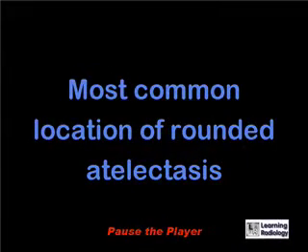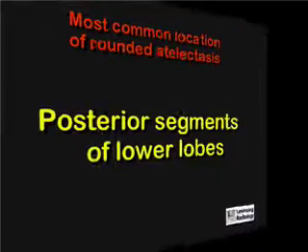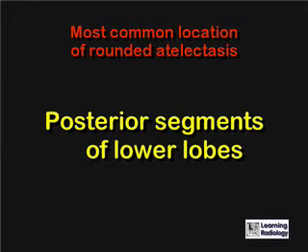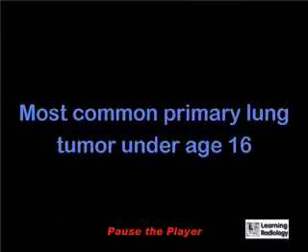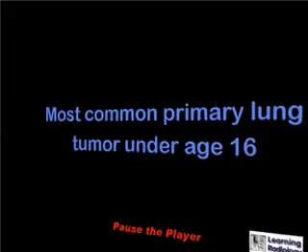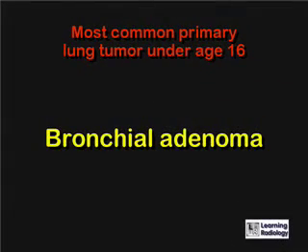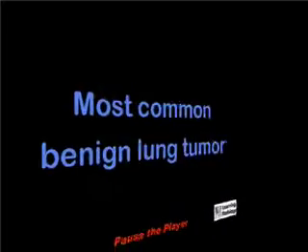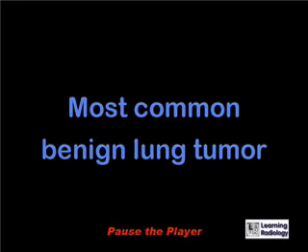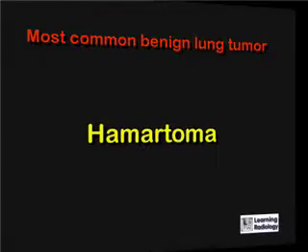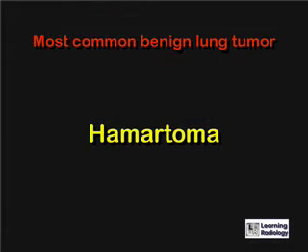What is the most common location of rounded atelectasis? The posterior segments of the lower lobes. What is the most common primary lung tumor under the age of 16? A bronchial adenoma. What is the most common benign lung tumor? A hamartoma.